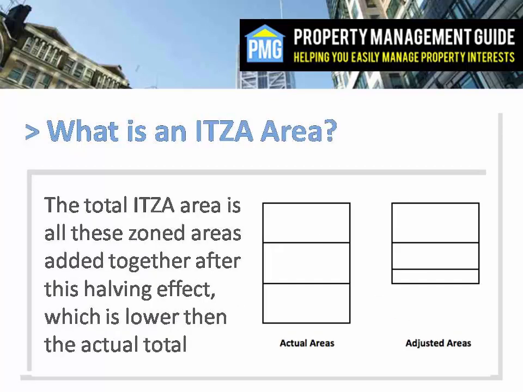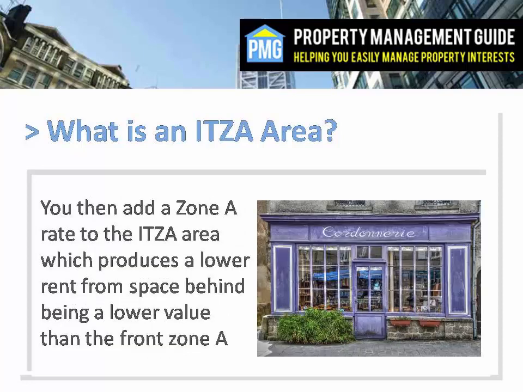To arrive at the final ITZA rate for the whole place, you simply add up all these zoned areas, which will end up being a lower figure than the actual original areas because you have included this halving effect in each zone. You then apply a standard Zone A rent per square foot or meter to this ITZA area in order to arrive at the final rental level for the shop. This lower rent will then reflect the fact that the rest of the shop is less valuable than the first Zone A area right at the front of the shop.